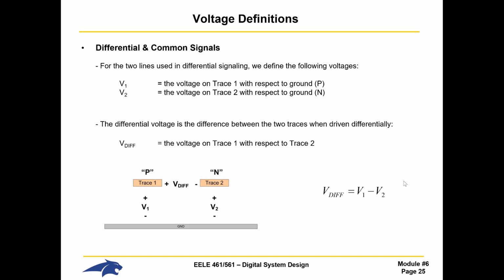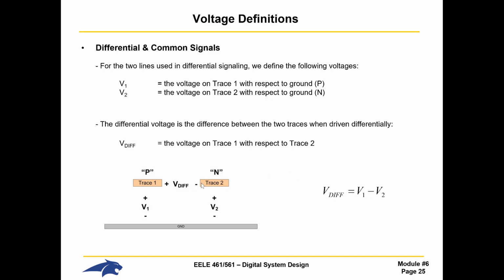Okay, let's define a couple of voltages. We're going to have differential voltages and common voltages, so differential and common signals. Think about your differential as the voltage between what we call the P, or the positive trace, and the N trace, which is the negative trace. So the voltage wave that represents a signal is between P and N, and that's V diff is V1 minus V2.